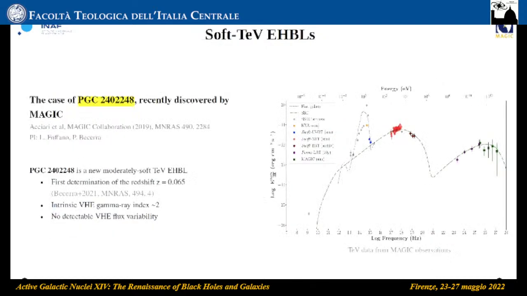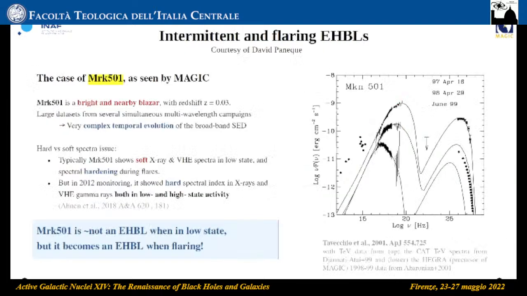Let me mention another discovery that was made directly by MAGIC, this PGC 2424248. This is a soft TeV extreme blazar, as you see in the gamma ray spectrum. I proposed it to MAGIC, and it was observed and then discovered in 2018. And I think that it is a very interesting source because several properties are really intermediate, let's say, between hard TeV sources and the next category, that is the third group that I mentioned before. So intermittent or temporary or flaring extreme blazar.